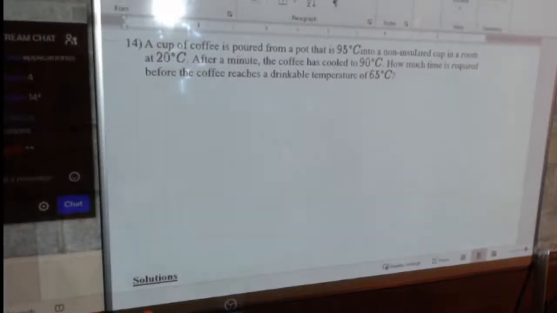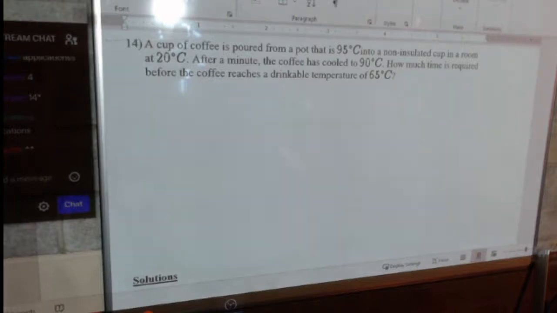Okay, so a cup of coffee is poured from a pot that is 95 degrees C into a non-insulated cup in a room that is 20 degrees C. After a minute, the coffee has cooled to 90. How much time is required before the coffee reaches a drinkable temperature of 65?